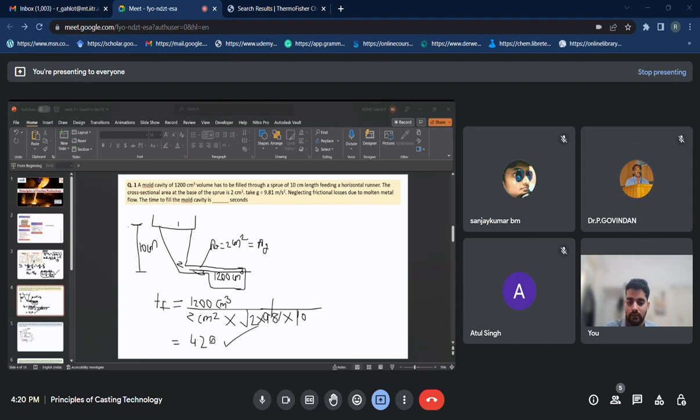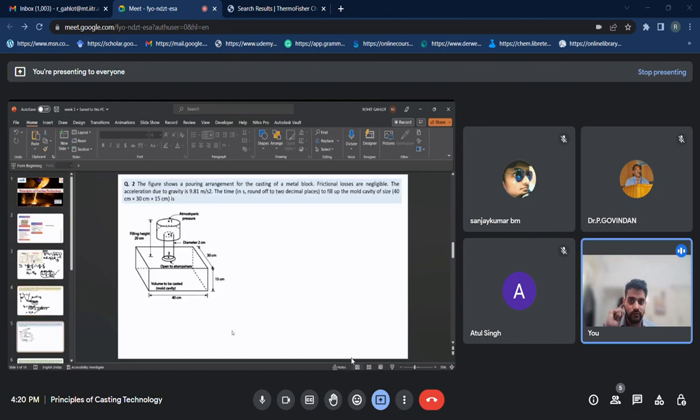Then while we are calculating this, we are getting the filling time as 4.2 seconds. Okay, thank you. I request everyone to please try this problem number 2.